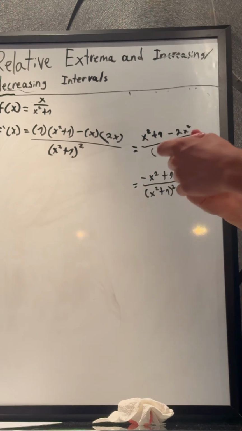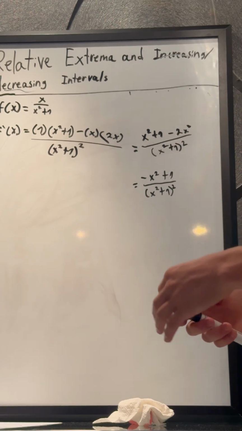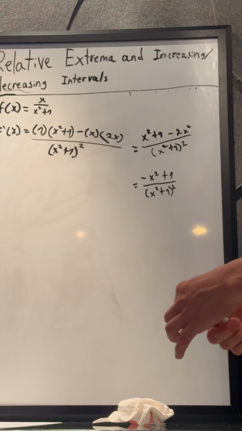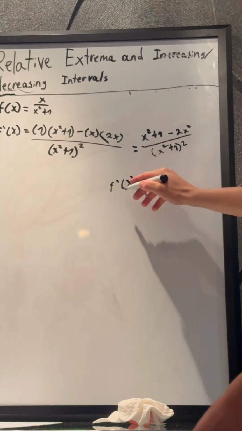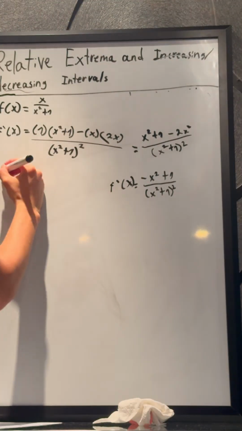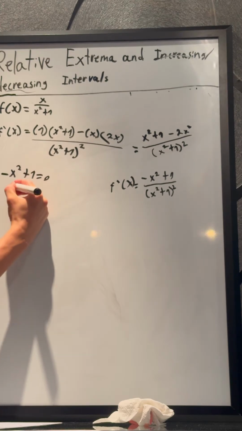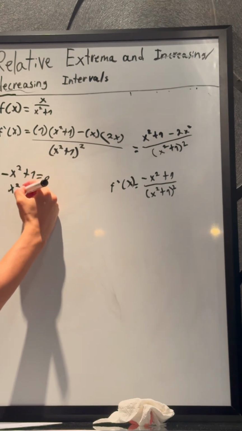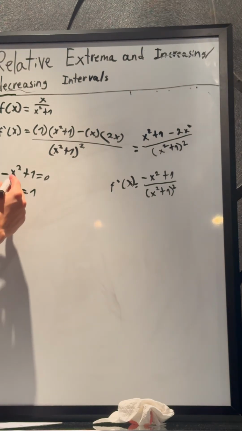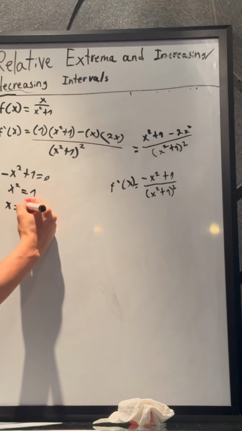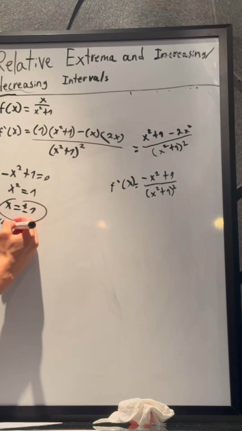Okay, and again, our derivative will have critical points whenever the function is either 0 or undefined. So if we want to find where the function is 0, we can set the numerator equal to 0. So we can set negative x squared plus 1 equal to 0, which gives x squared is equal to 1. And now if we solve for x, we're going to get x is equal to plus or minus 1. So these two are our critical points.